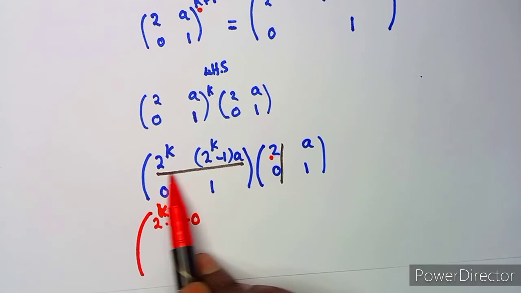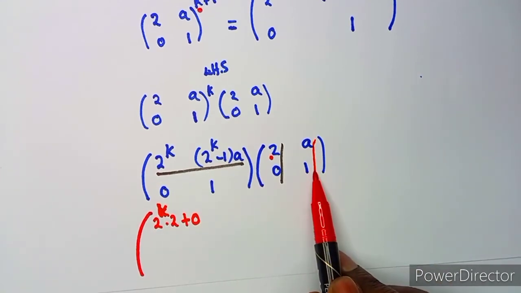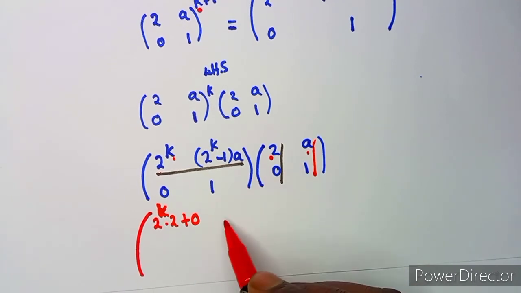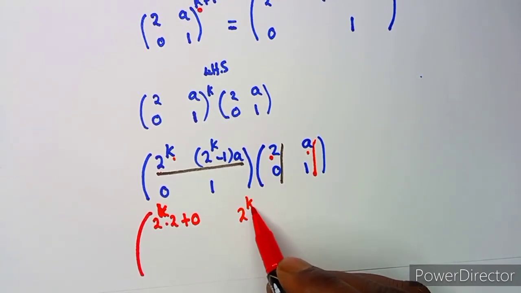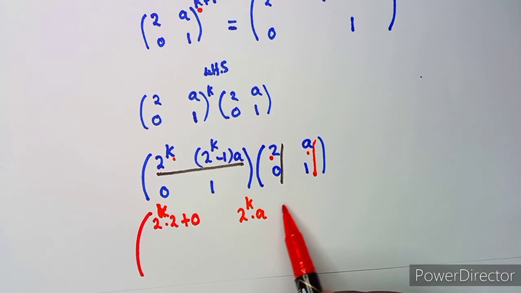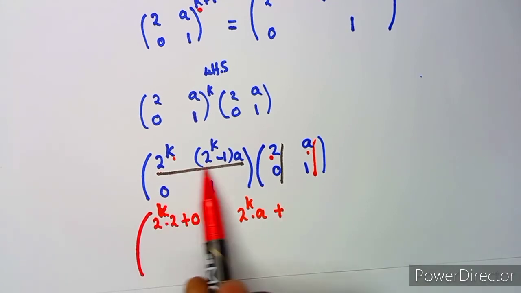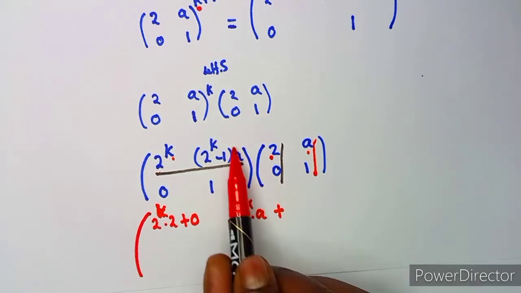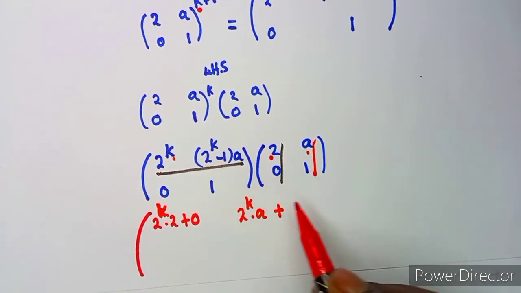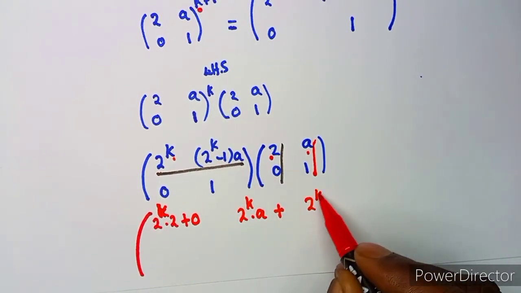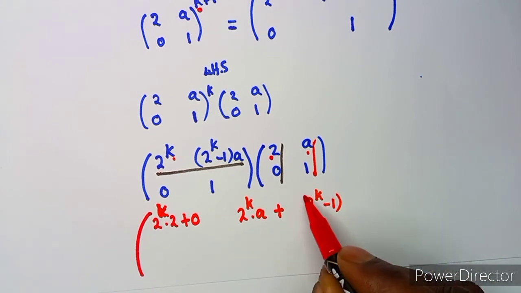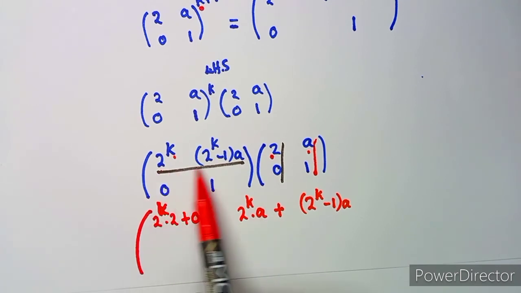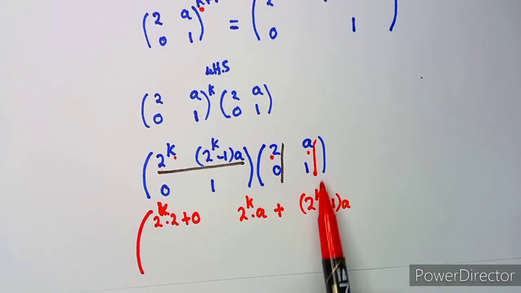now let's move on to this row and this column here. So it's going to be 2 to the exponent of k times a. There is a there, so it's 2 to the exponent of k times a, plus, remember it's row by column, there's this part which is to be multiplied by 1. Any number times 1 remains as it is, so it's going to be plus 2 to the exponent of k minus 1, like this, times a, which is already there. Okay, so we're done with this row and this column.